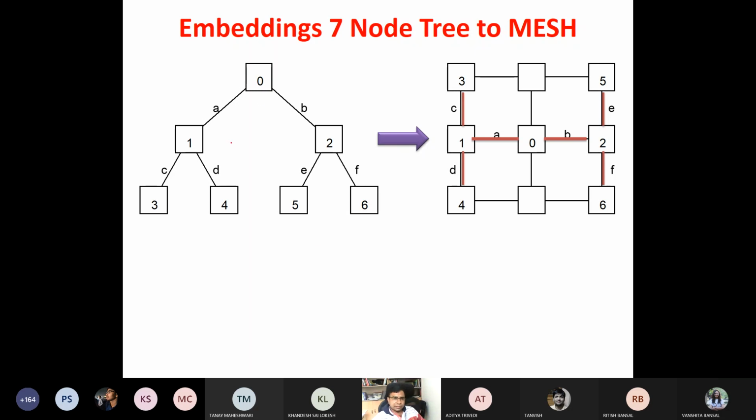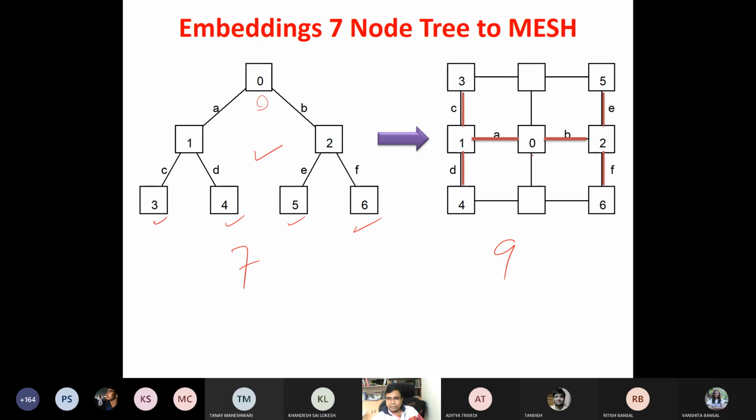So here, this is a tree with 7 nodes. 0, 1, 2, 3, 4, 5, 6, where 3, 4, 5, 6 are leaf nodes, and 0 is the root node. This is a simple tree, and we want to embed this into a mesh. How many nodes does the tree have? 7. And the mesh has 9 nodes, with more links as well. So clearly we can embed this tree onto this mesh very nicely.